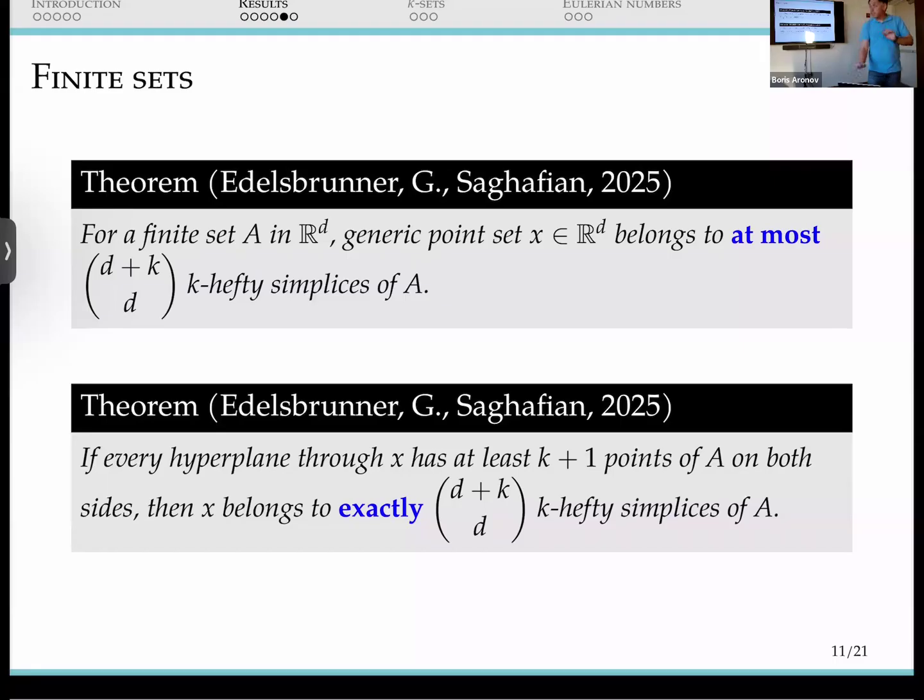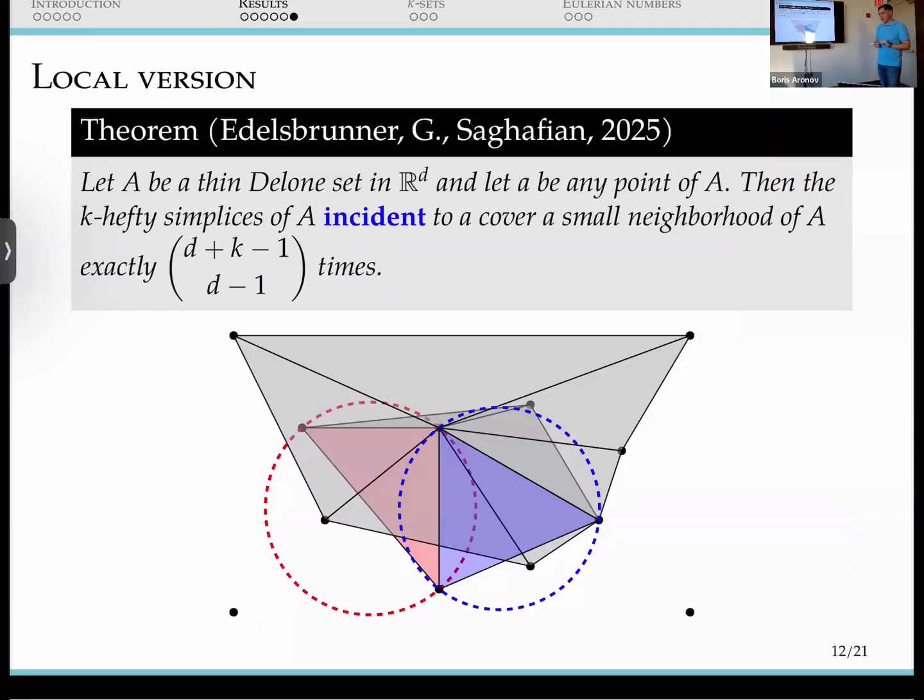The result, this is what we call the global result, because every point is covered exactly that many times. We also have a local result, and by local I mean that we're considering only k-hefty simplices that are incident to one point, right? So we fix one point of the initial set, and we consider only k-hefty simplices that are incident to that point. Then they are not guaranteed to cover anything far, but they cover everything locally. That's why I call it the local version. And they cover everything locally also in a binomial coefficient number of times: d plus k minus 1 choose d minus 1.